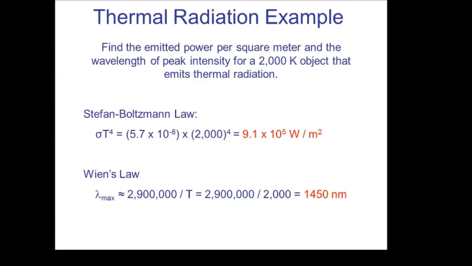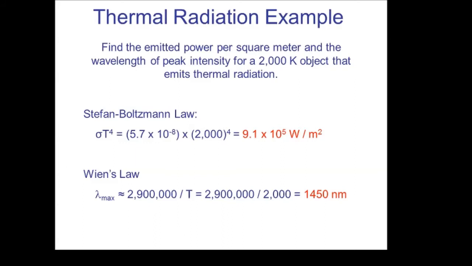All right. So we want to know what the emitted power per square meter and the wavelength of peak intensity is for a 2,000 Kelvin object. This would be an object around 3,600 Fahrenheit or something like that. So what we do is we take that temperature and plug it into the two equations.